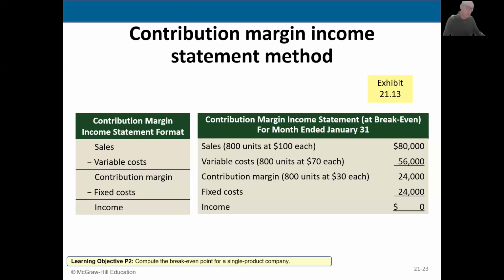So that shows you the contribution margin based off the income statement method to find the point of break even. If it's not zero, that means it's not right. We're missing something.